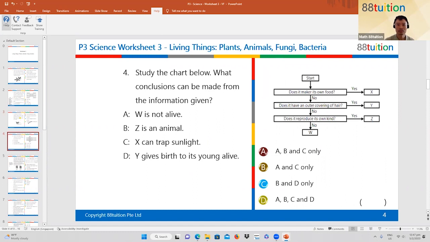Study the chart below. What conclusions can be made from the information given? Look at the chart here, Haris. This is a flow chart, and it shows that there are four organisms, W, X, Y, and Z. The characteristics are also shown in this flow chart. So, Haris, just as an exercise for us, what are the characteristics of organism W?